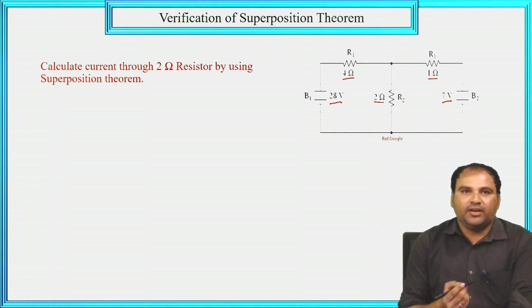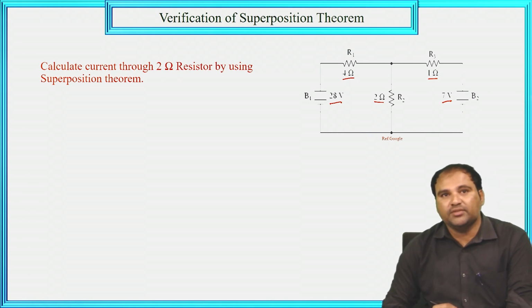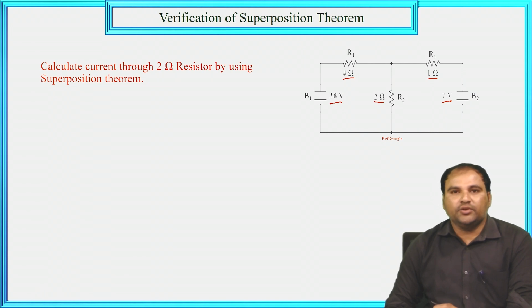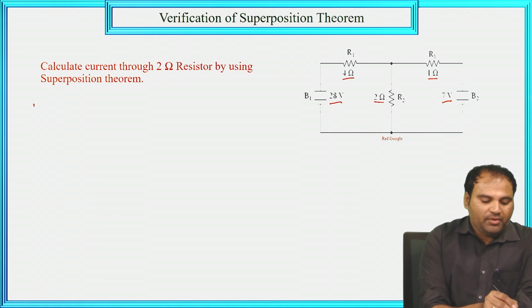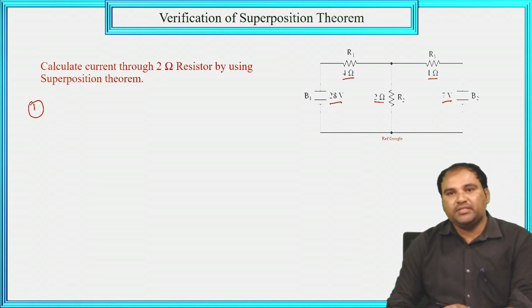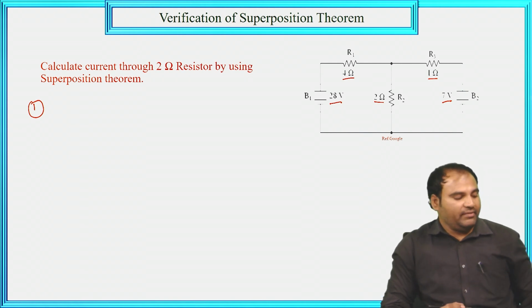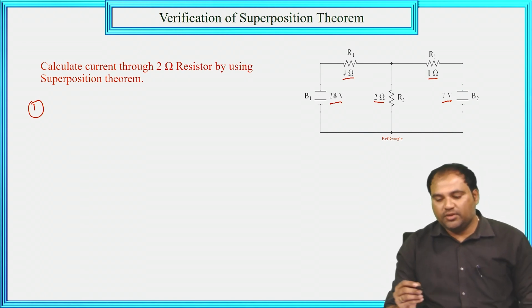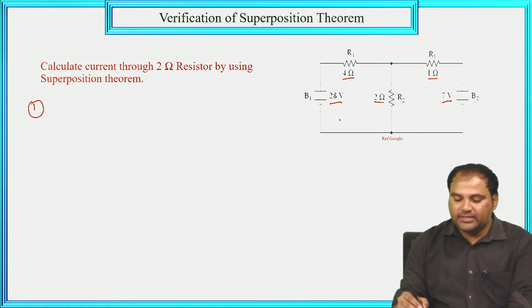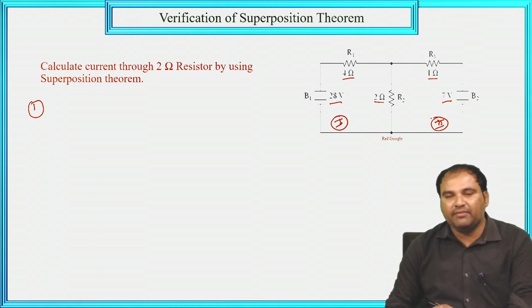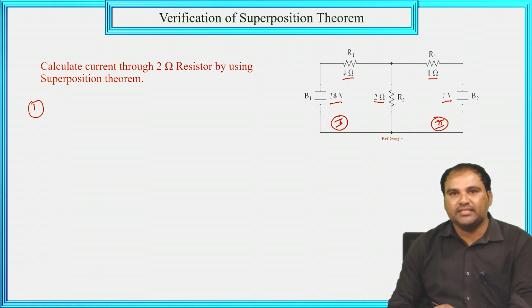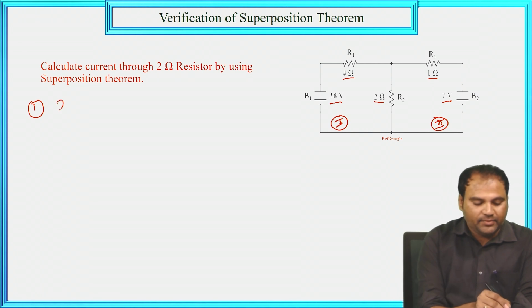We have already discussed the procedure of the superposition theorem. Step number 1: first we have to find the total number of loops in the given circuit. In the given circuit, how many loops are there? We have 2 loops here. This is loop 1 and this is loop 2.